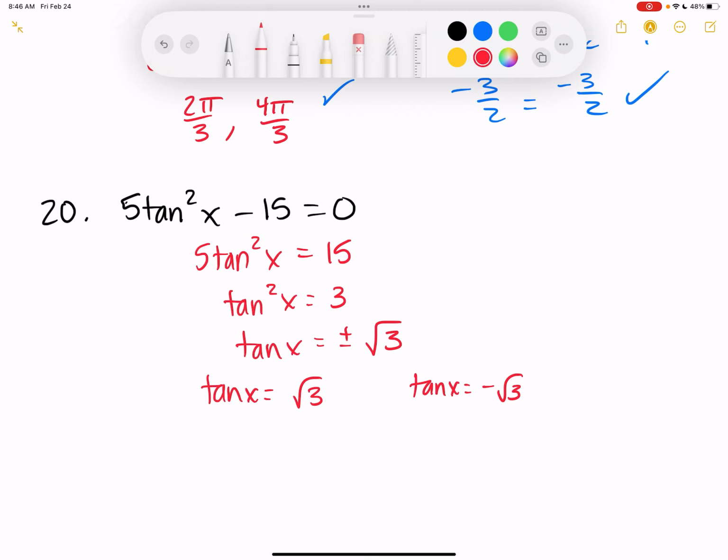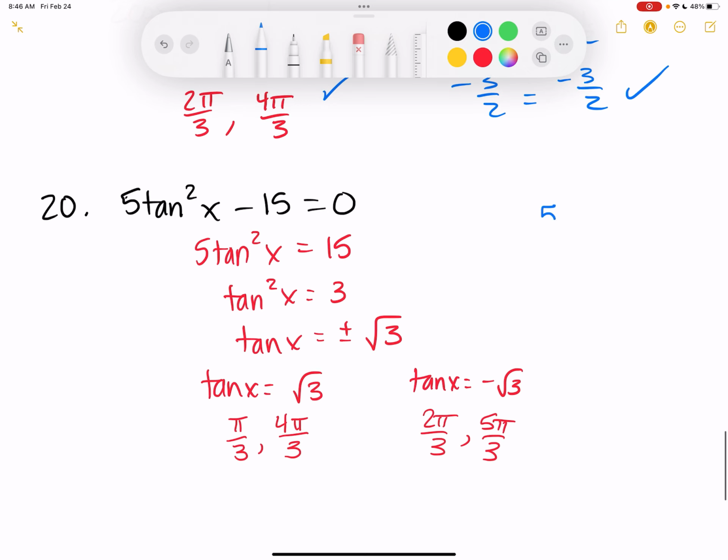So where is tangent of x positive root 3? Pi over 3 and 4 pi over 3. Okay. And negative root 3? 2 pi over 3 and 5 pi over 3. So then I would check one of these, the pi over 3.